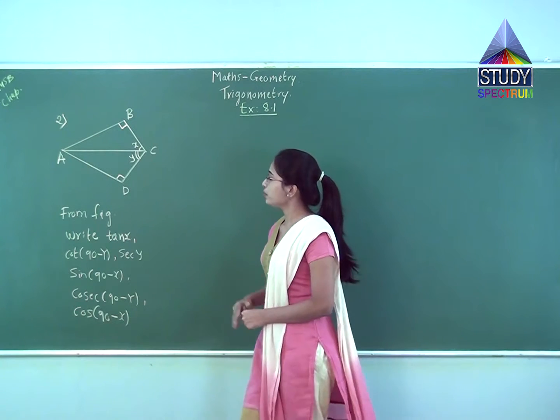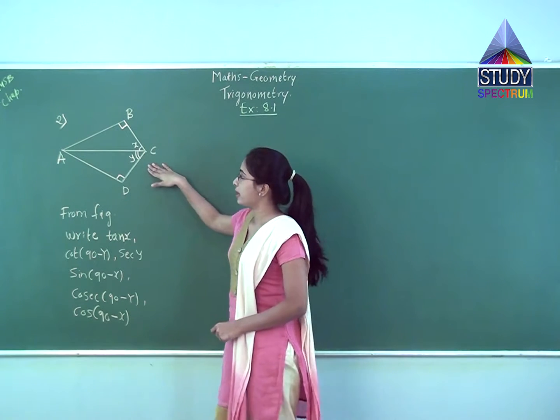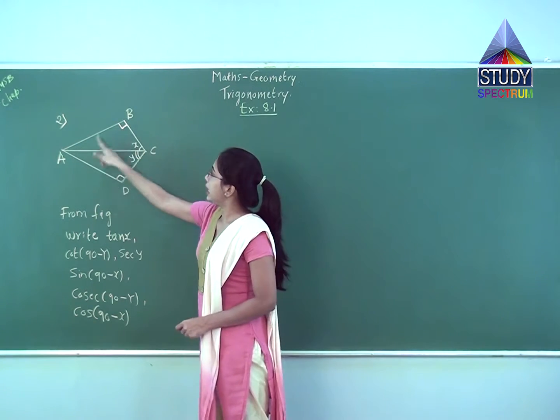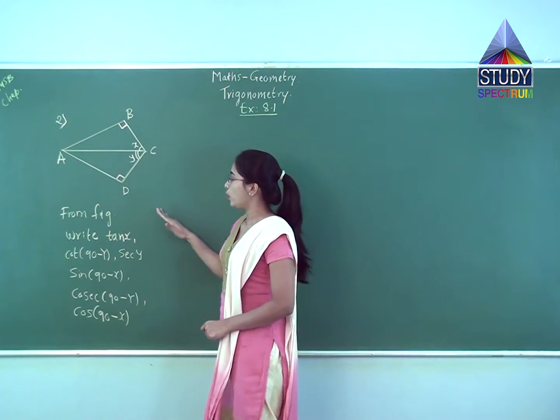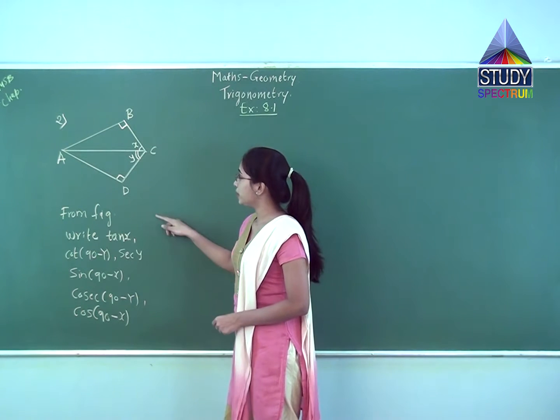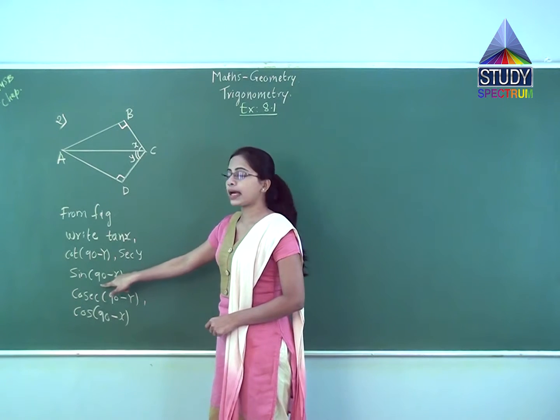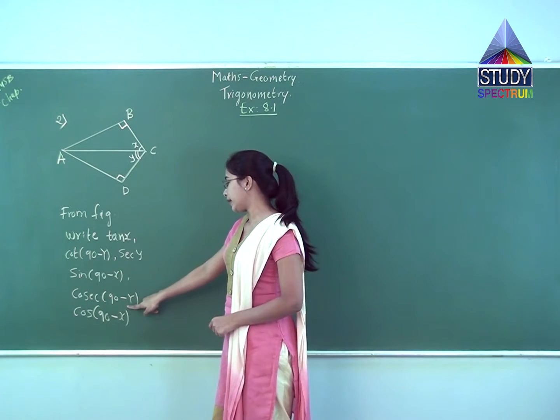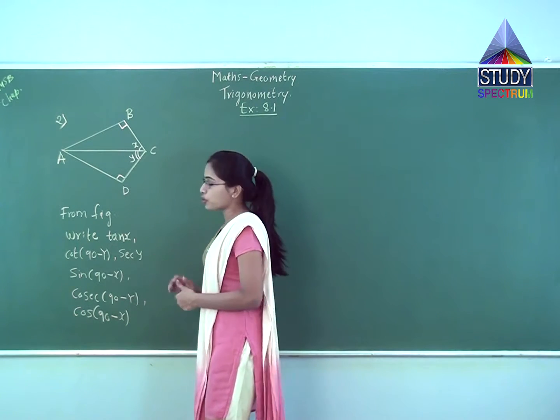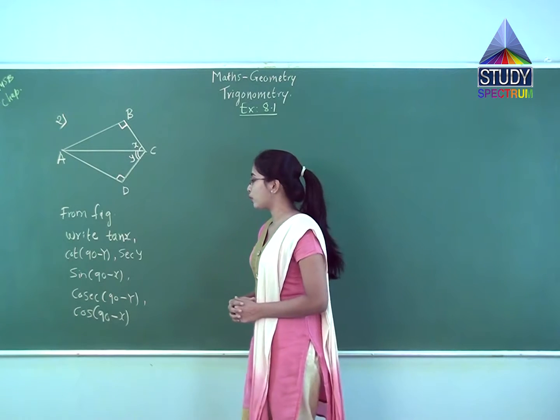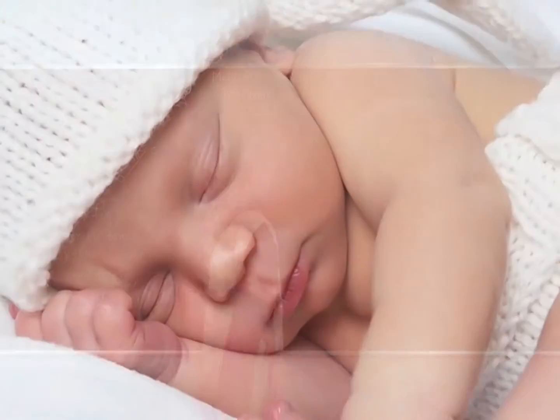Second question we have, you have one figure. You can see we have actually two triangles having one common side, triangle ABC and triangle ADC. Here the question is: from the figure we have to write tan x, cot (90 minus y), sec y, sin (90 minus x), cosec (90 minus y) and cos (90 minus x). Now for solving this example, firstly we have to write 90 minus x and 90 minus y.